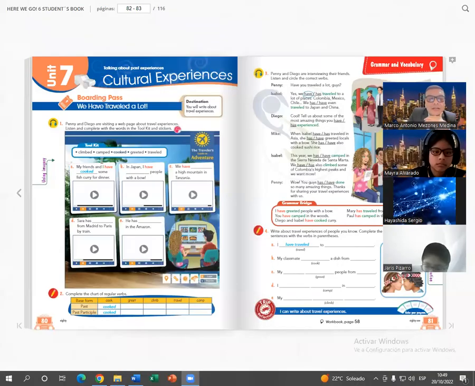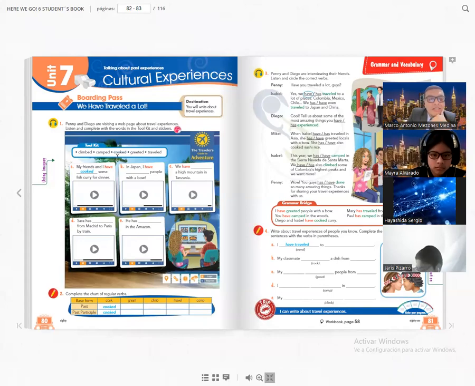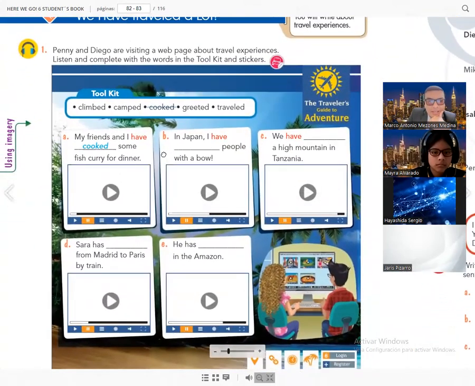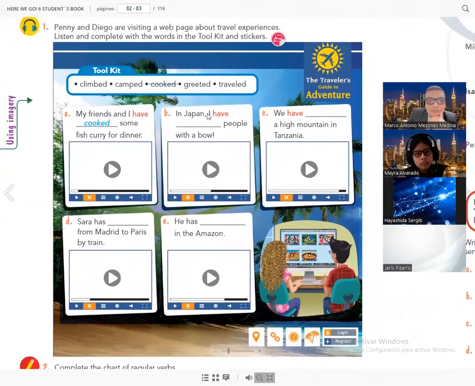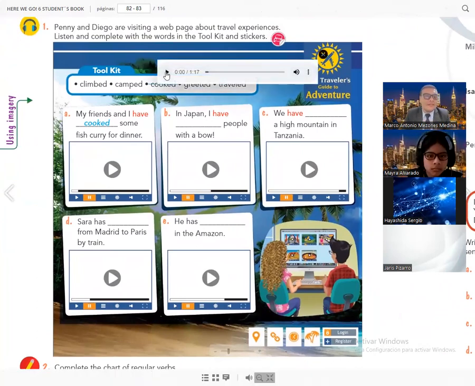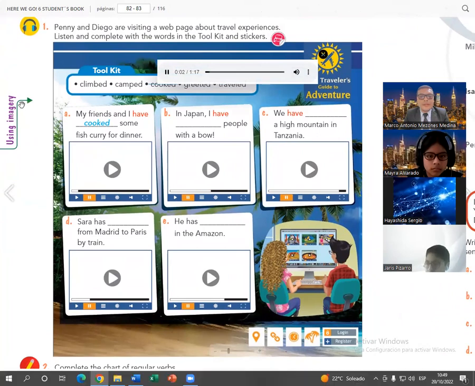Listen to the audio. Penny and Diego are visiting a web page about travel experiences. Listen and complete with the words in the toolkit and stickers. Okay, tienes que ir a los stickers, prestar atención y completar según corresponde. Voy a ponerte 3 veces el audio para que puedas trabajar bonito. Pay attention. Unit 7, Cultural Experiences. Boarding pass. We have traveled a lot. Page 80, exercise 1.